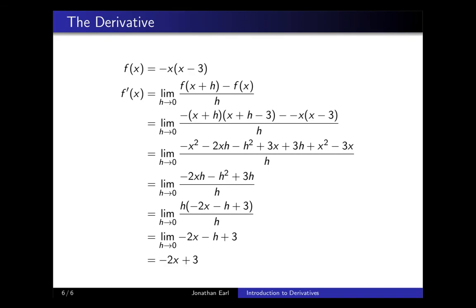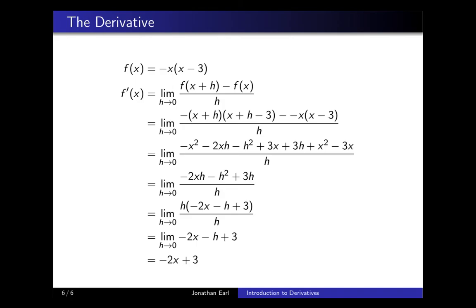Okay, so the first thing that we'll do is look at f prime of x equals the limit as h goes to 0 of f of x plus h minus f of x, all divided by h. So we get first f of x evaluated at x plus h, so everywhere there's an x we'll replace it by x plus h. That'll give us minus (x plus h) times the quantity (x plus h minus 3), and then we'll subtract off f of x, so subtract off minus x times (x minus 3). We can then expand everything out and simplify, and when we do that, we get the limit as h goes to 0 of minus 2xh minus h squared plus 3h, all divided by h.